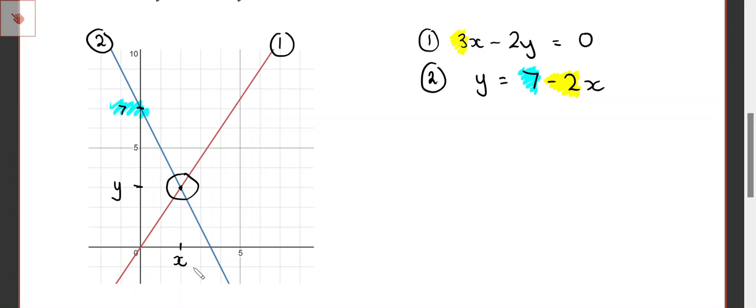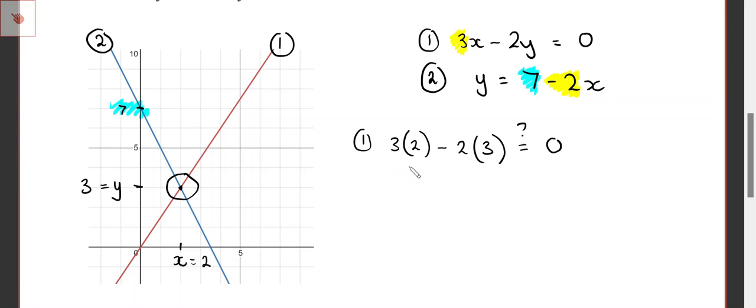So what do we think these values are? Well, I can read it quite nicely. This is x equals 2, this is y equals 3. So if I put that in, number 1 becomes 3 times 2 minus 2 times 3. That should equal 0, does it? So 6 minus 6 does equal 0. So that's correct. I'm happy with that one.